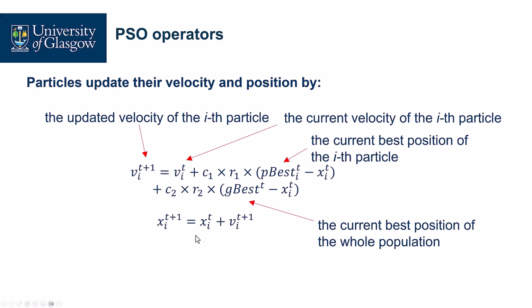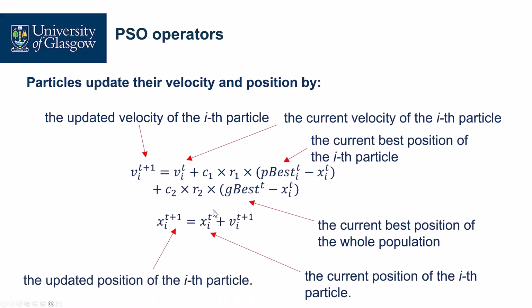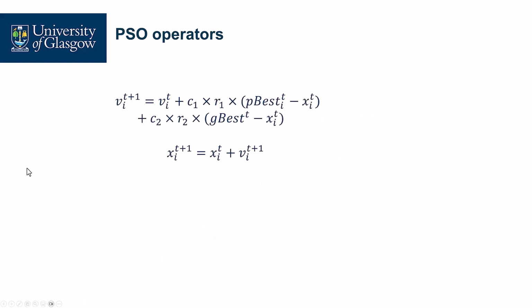Then we can update the position. So we can see what is the x_i^t. This is the current position of the ith particle in the tth iteration. Then t plus 1 is here. Then we can get the updated position of the ith particle in the t plus 1 iteration. We get v^(t+1) and x^(t+1). So this is a new solution. We generate a new solution by this formula. Right. So this is the formula I have just shown.